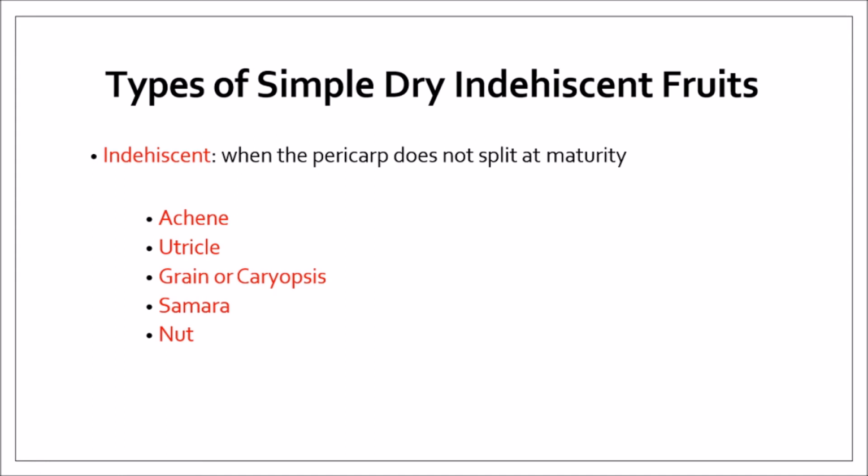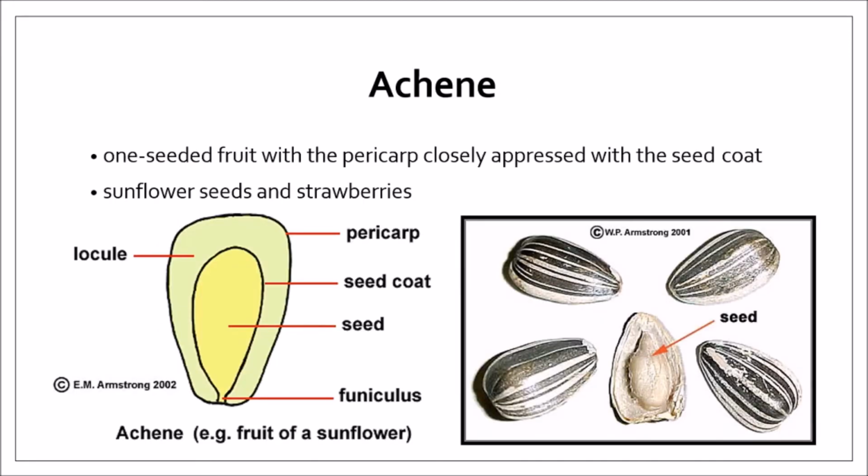Here are the different types of simple dry indehiscent fruits. When you say indehiscent or indehiscence, that is when the pericarp does not split at maturity. We have here the achene, the utricle, the grain or caryopsis, samara, and the nut. Okay, so let's start with the achene. An achene is a one-seeded fruit with a pericarp closely appressed to the seed coat. When you say appressed, that means it is pressed closely to the seed coat or lying against the seed coat. Examples are the sunflower seeds and strawberries.